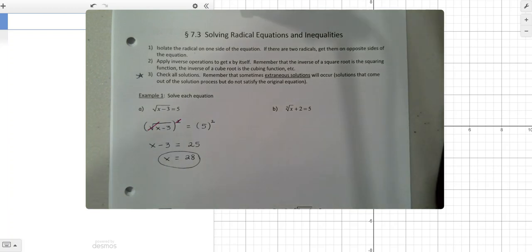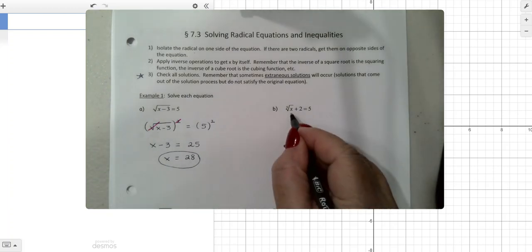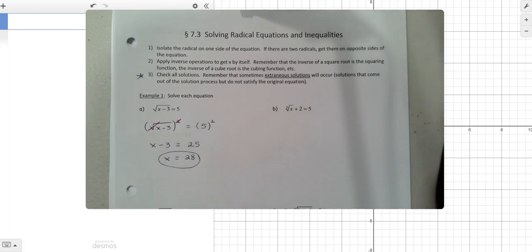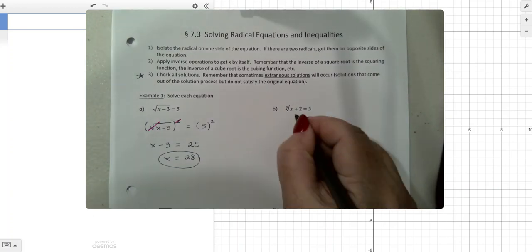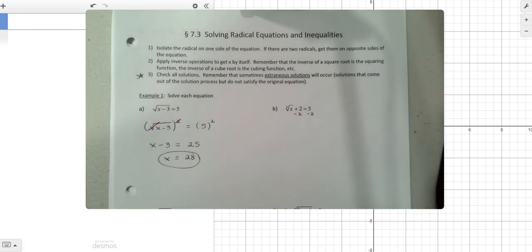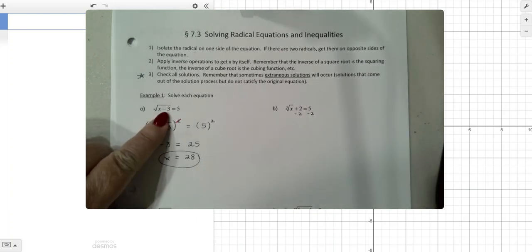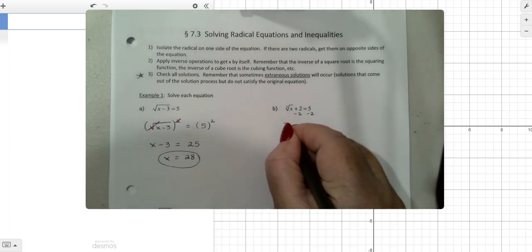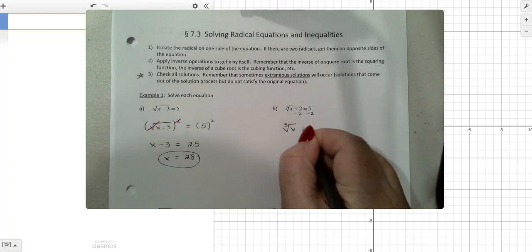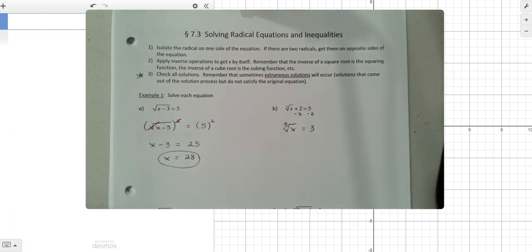All right, in B, I have the cube root of x plus 2 equals 5. I want to start by getting the cube root by itself, so subtract 2 from both sides. By the way, notice over here, the 3 was under the radical, so I couldn't add it to the other side. Here the 2 is not under the radical, so it's okay to subtract it.